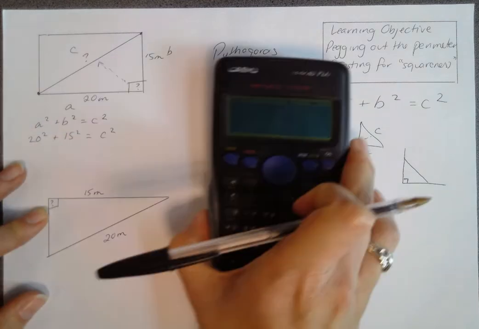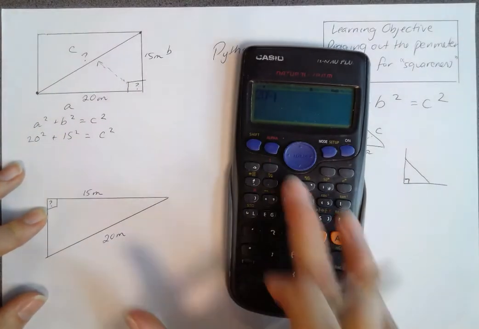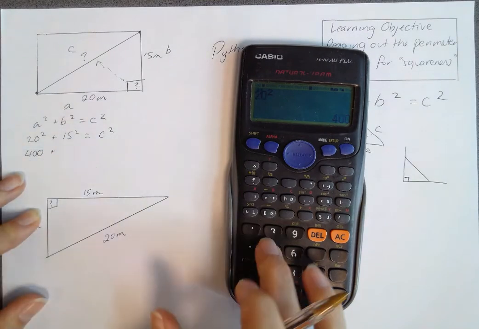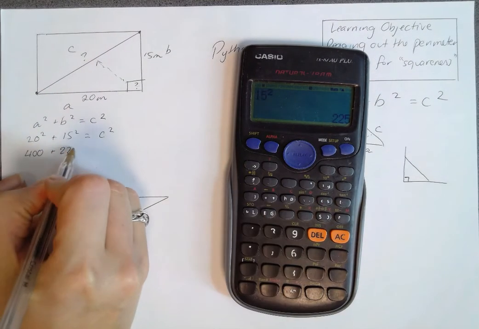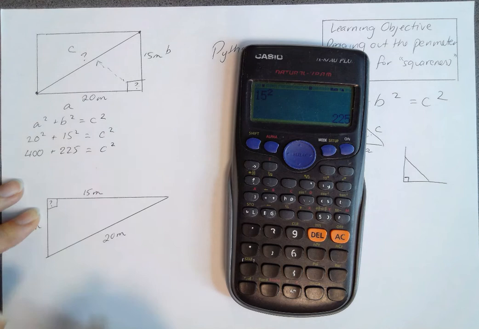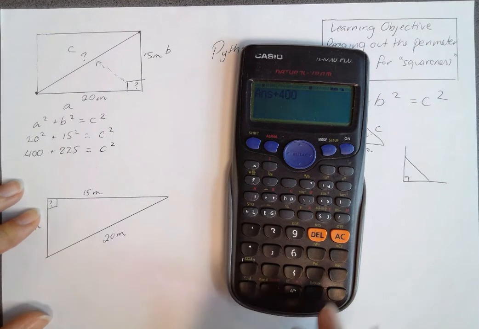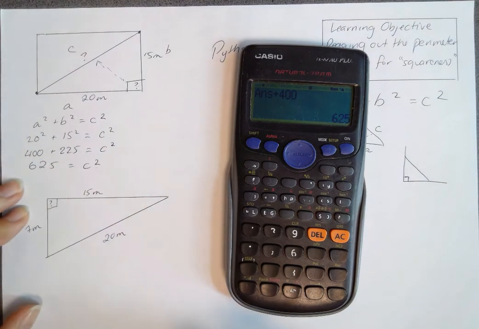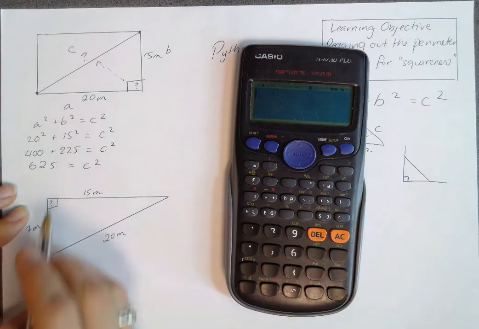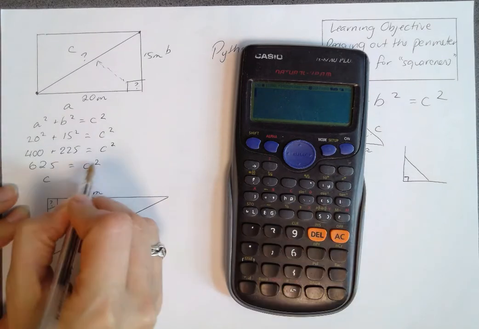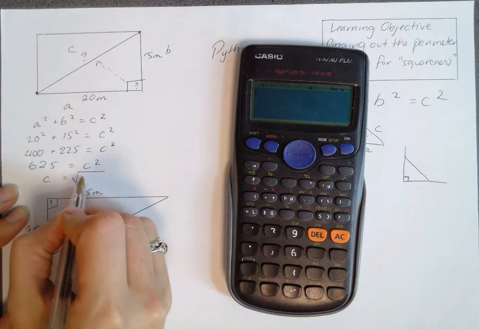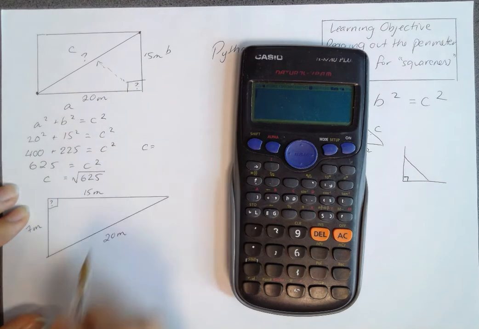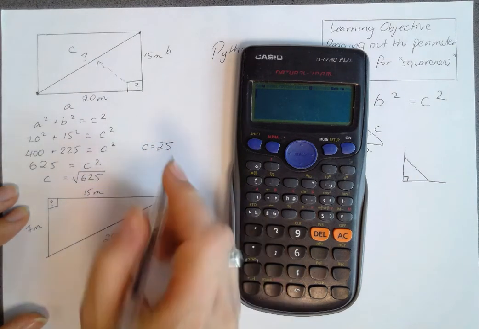You'll have to trust me. 20 squared equals 400, plus 15 squared equals 225, and that's going to be our c squared value. Add them together: 625 equals c squared. And to reverse our squared, we need to do the square root, so c equals the square root of 625, and c will equal 25 metres.